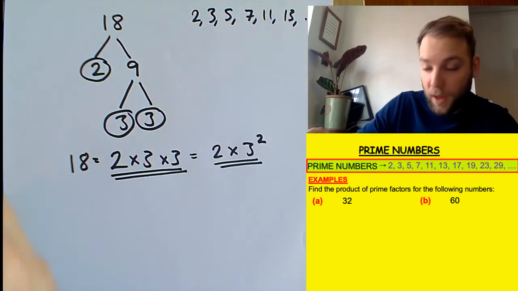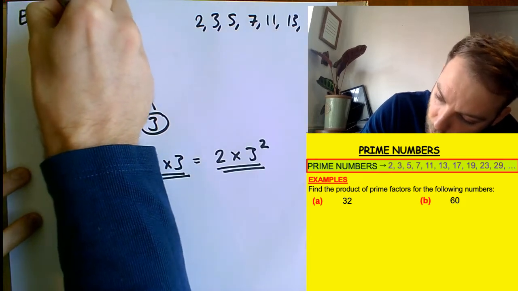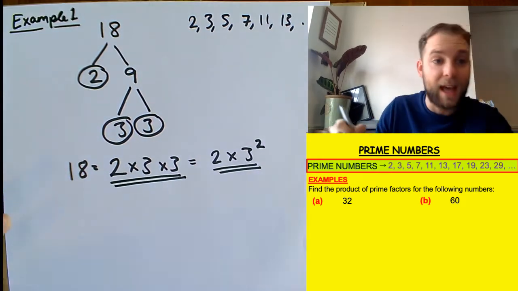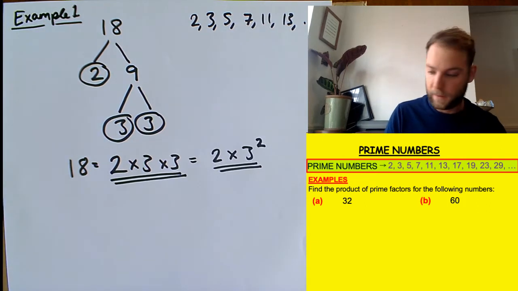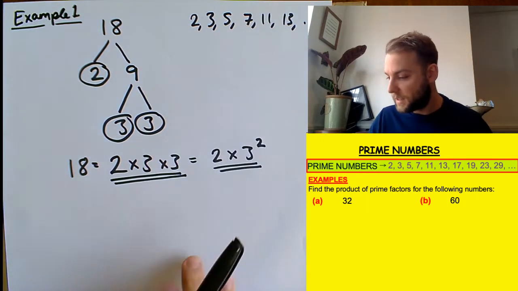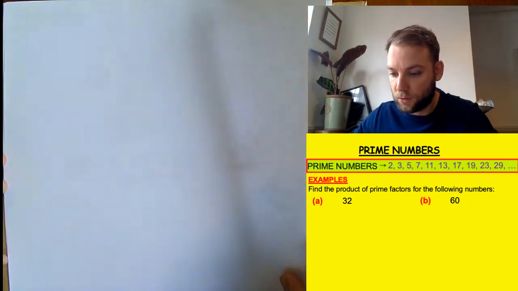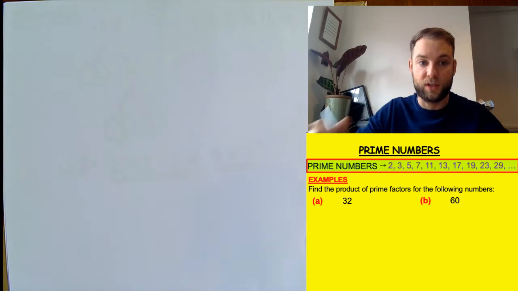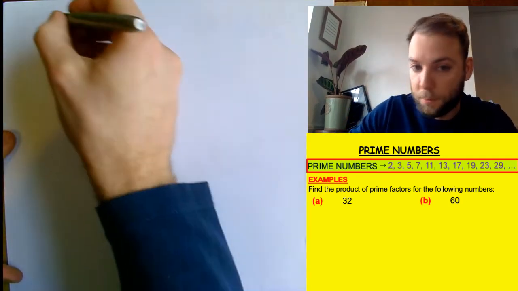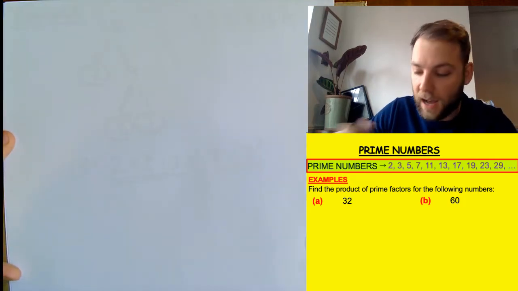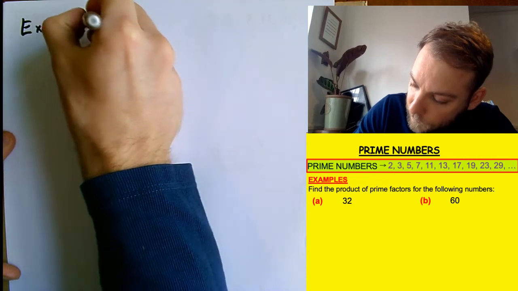So you should have got that one down. That one there was example 1. Remember to make sure you're getting all of these questions in your notes. The only way to learn maths is to do it. So the next question we're going to be having a look at is this one here. Find the product of the prime factors for 32. Now notice with this one that it's already giving you prime numbers. Now they're not always going to give you that. So this is example 2.